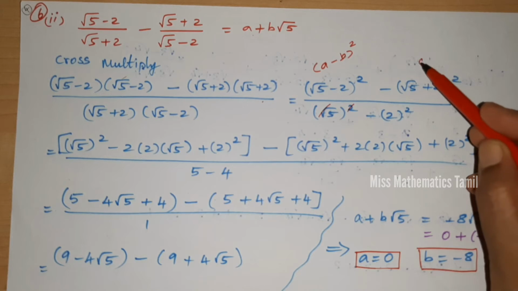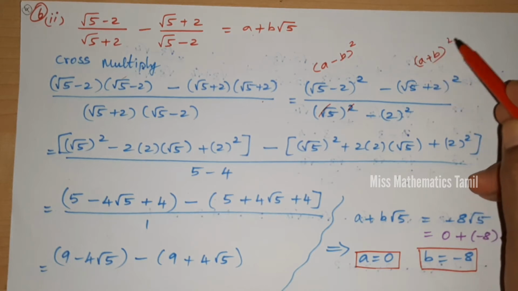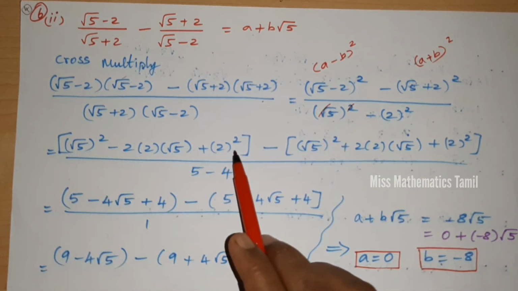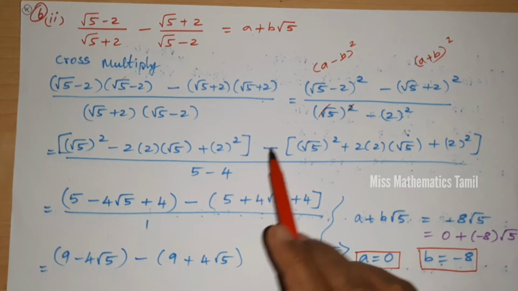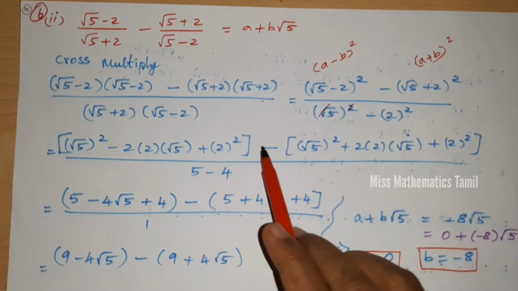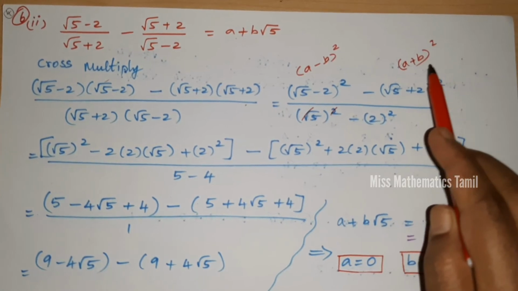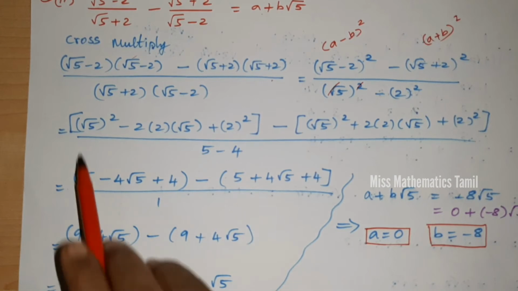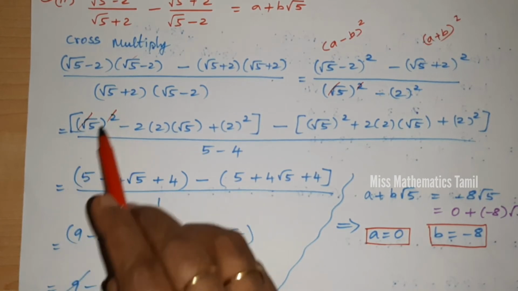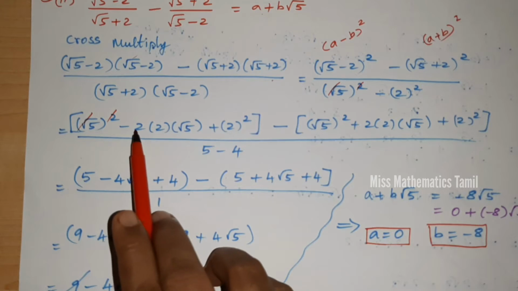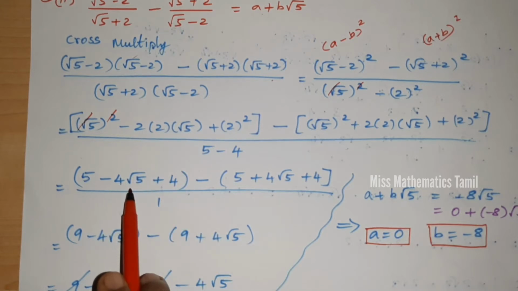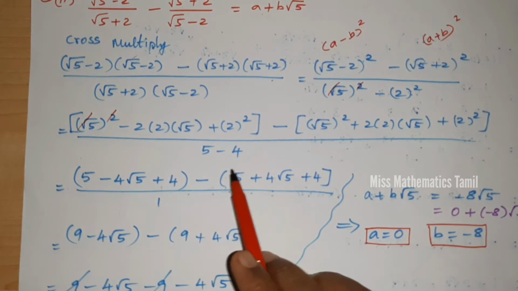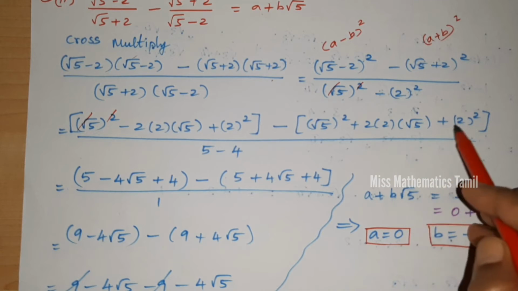Here, the A plus B whole square identity I am using. According to that identity, I am expanding this. Minus, where will it come from? From this portion I am writing the minus sign, right? After that, the A minus B whole square I am expanding here, right? Next, what will come? This root and 2 cancel, 5. Here 2 2s are 4, into root 5, plus 2 square is 4. Minus, please use this bracket properly.